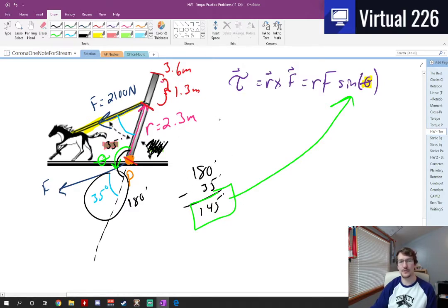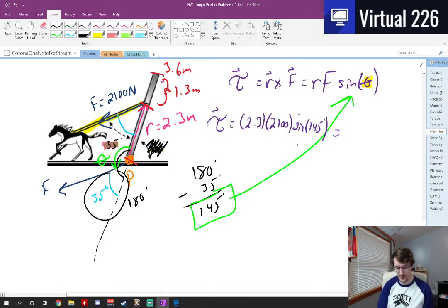So our torque can finally just be R of 2.3 times the force of 2100 times the sine of 145 degrees. Throw that all into the calculator. 2.3 times 2100 times the sine of 145. We get 2770 and some decimals that we're going to ignore. And our units there are newtons for a force and meter. And there it is.